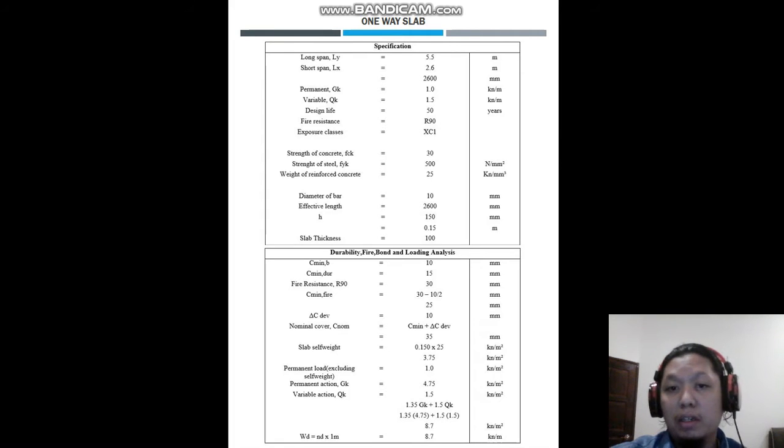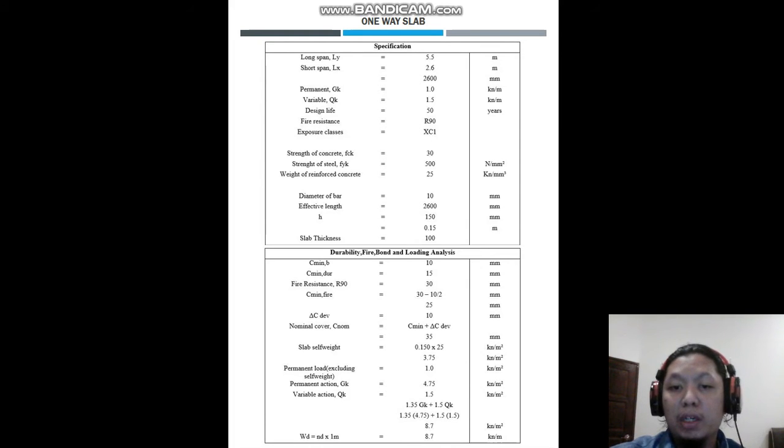And the C main, which we get from 30 minus 10, which is the diameter of the bar, divided by 2, so we get 25 millimeter for the C main. And for the C nom, which is the nominal cover, we get 35 millimeter, and the slab self weight that we get is 3.75 kilonewton per meter square. And the permanent load, excluding the self weight of the slab, we get 1.0, so the GK is 4.75, and the QK is 1.5.